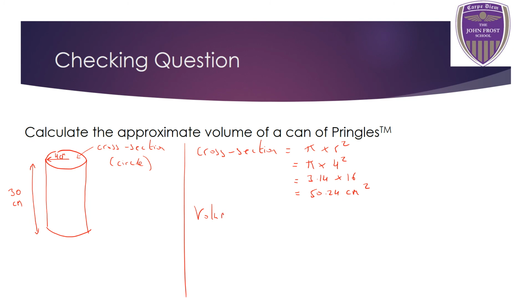And to find the volume, you do the cross section times the length. See what we get. 1,507.2 centimeters cubed. All right. Now, actually, I forgot to mention as well. Sorry, make sure you look at that and make sure it's marked.